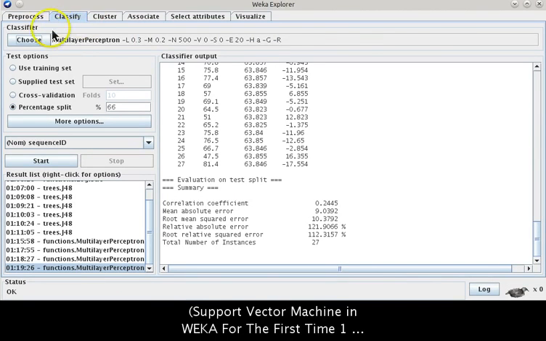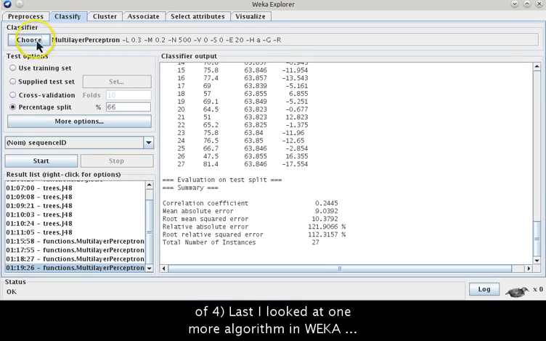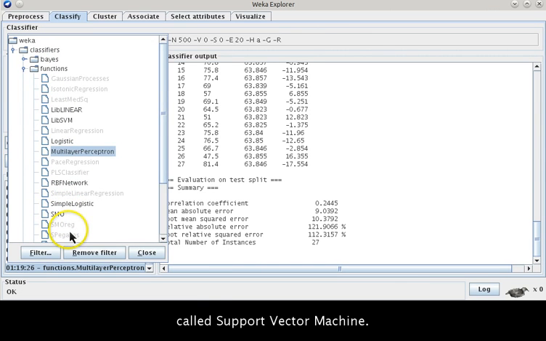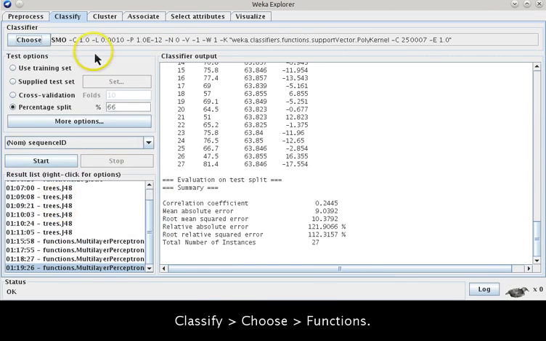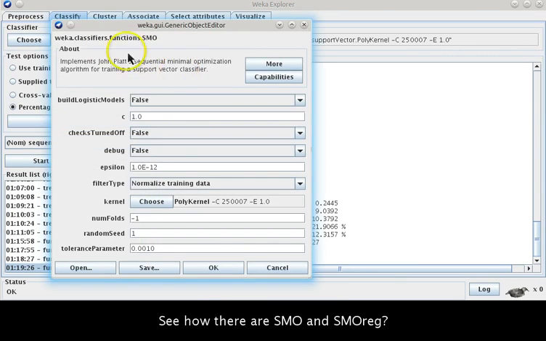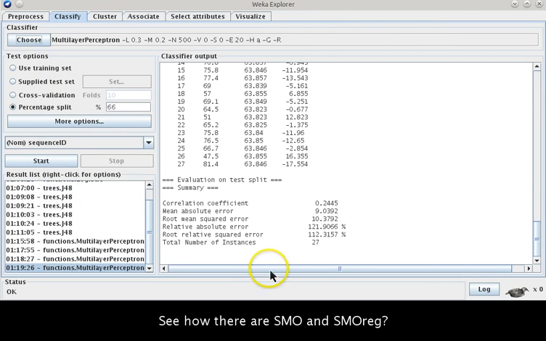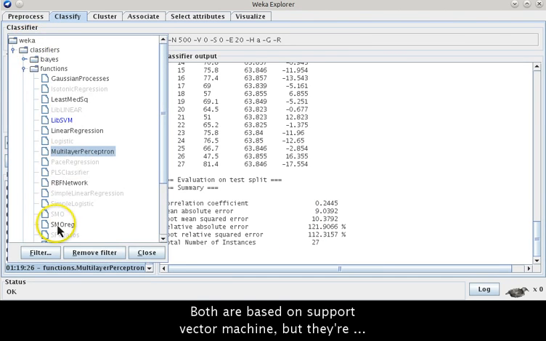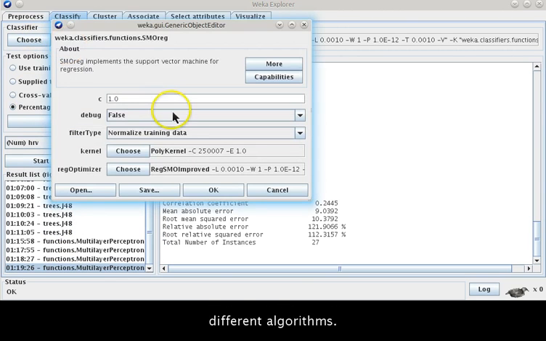Last, I looked at one more type of algorithm in Weka called support vector machine. Classify, choose, functions. See, there's SMO and SMOreg. Both are based on support vector machine if you look at the properties of them. And you'll see that even though both are based on support vector machine, they're different algorithms.